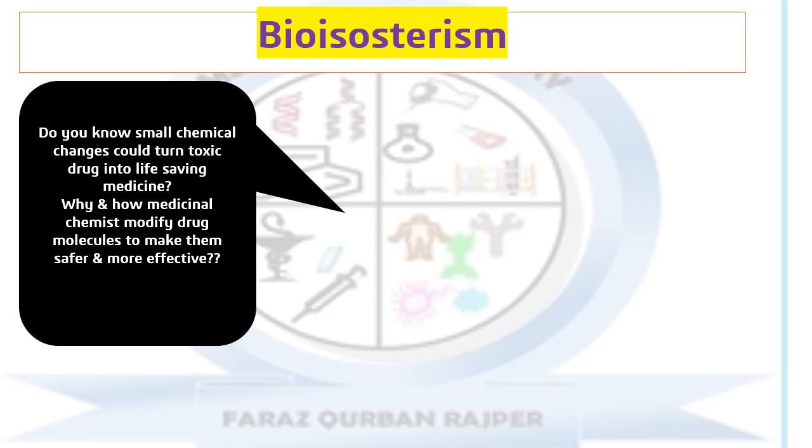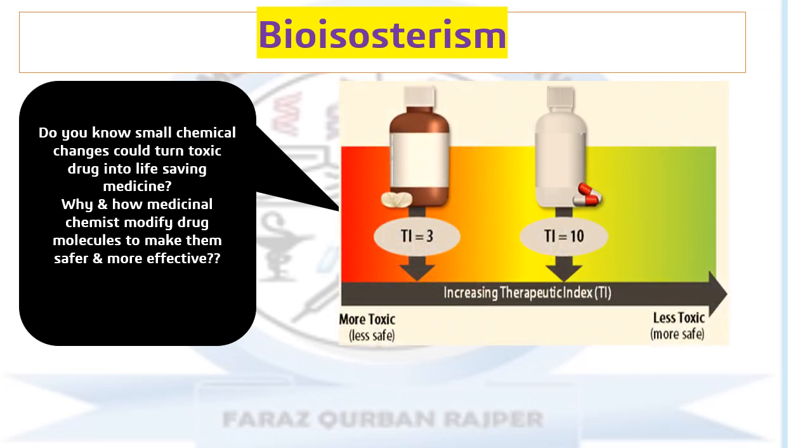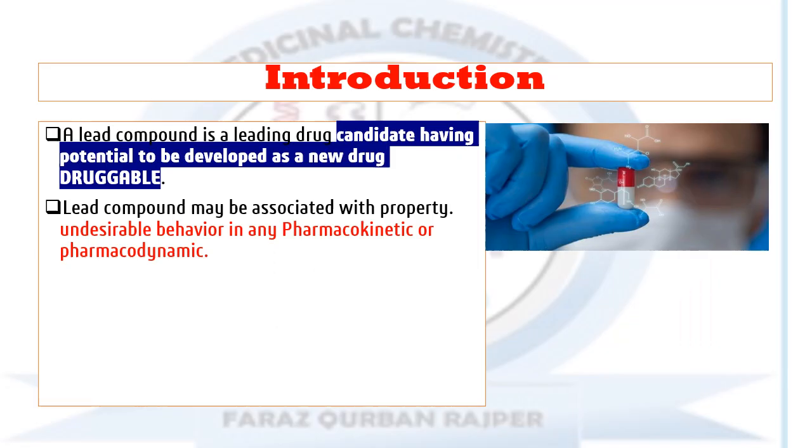So, have you ever imagined how small chemical changes could turn a toxic drug molecule into a life-saving medicine? Or why and how medicinal chemists modify these small drug molecules and convert them into a safer and more effective drug? The answer is bioisosterism. As this diagram shows, in the drug discovery process, we have molecules which are more toxic, but by making certain modifications, their therapeutic index can be changed and we can make a safer drug from it. So the story behind all this is bioisosterism.